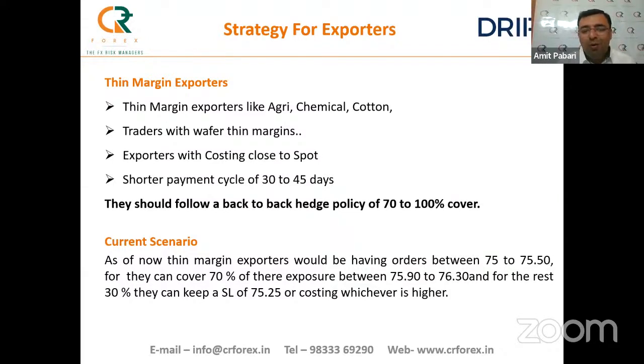the view. Now, in the current scenario, अगर हम last 4-5 दिन का बात करेंगे तो their order must be between 75 to 75.50 और maximum 75.75. तो जब PPT बनाया था तब हमने बोला था कि 75.90 से लेके 76.30 पे they will sell 70%, and for remaining they can keep a stop loss of 75.25. But the current levels have increased, so now they can keep a stop loss of 75.75 instead of 75.25. ये जो thin margin exporters होते हैं, they have to cover generally on an everyday basis. They have to take call.